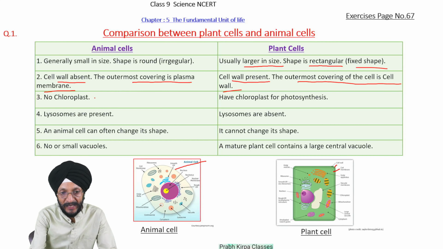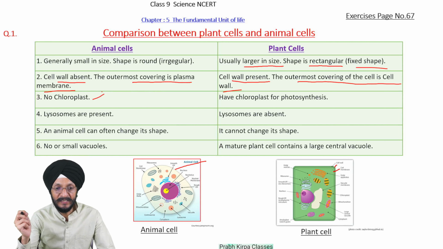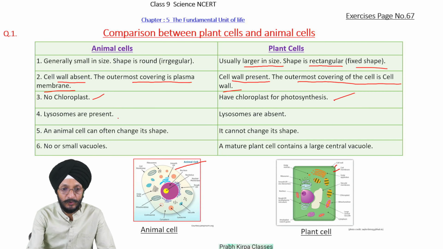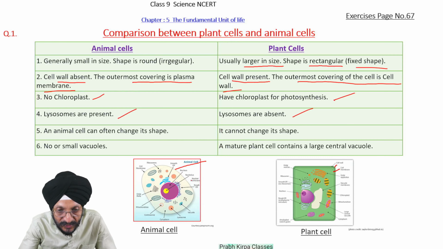In animal cells, chloroplast is not found. Chloroplast is a plastid which is found only in plant cells, because chloroplasts contain chlorophyll, which helps in the synthesis of food. Lysosomes are present in animal cells, whereas they are not present in plant cells. You can see here, this is the lysosome.